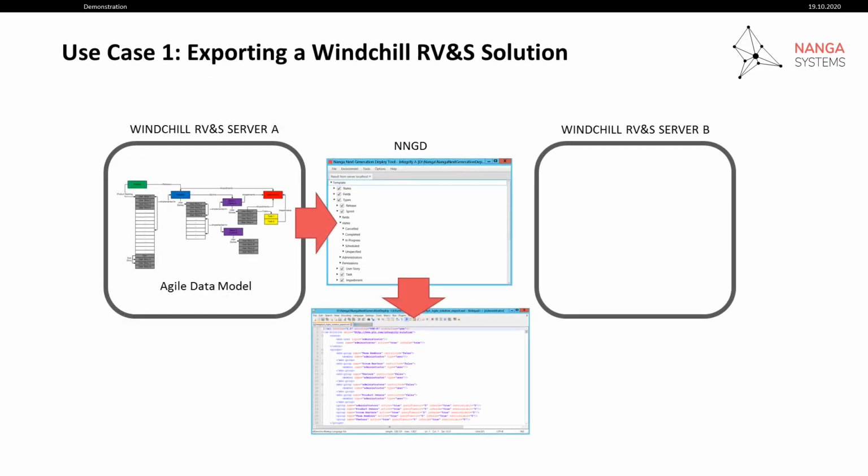In our scenario we have two Windchill RV&S servers, A and B. Server A is configured with a data model that supports the Agile methodology, while Server B is a new installation with no solution configured. In our first use case, we're going to export the Agile data model from Server A. This will give us the configuration in XML format, which can then be saved, versioned, tailored, and later deployed to Server B.